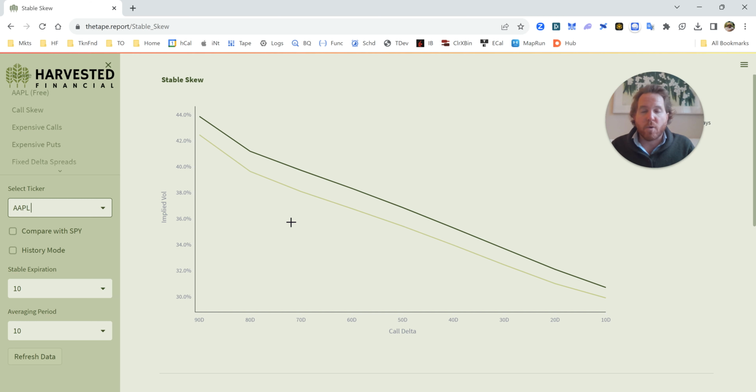If I see downside being more expensive, I might go to my fixed delta spreads and look at put verticals, at the money or out of the money put verticals. If I see the overall vol curve is more expensive, I might go for something like a butterfly or a condor. So integrating StableSkew into your opportunity discovery process is a really important part, and just these few little lines can tell so much about what's going on with the volatility surface.